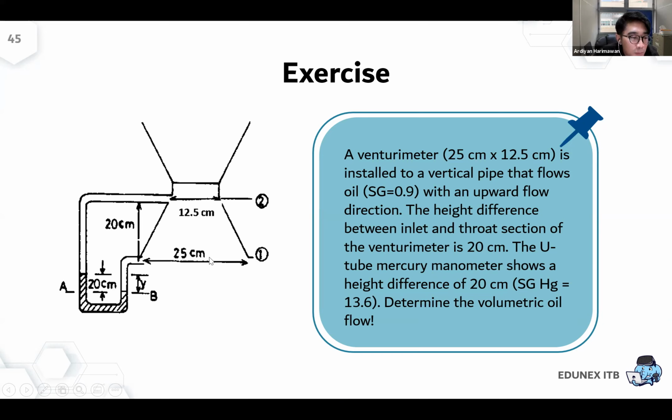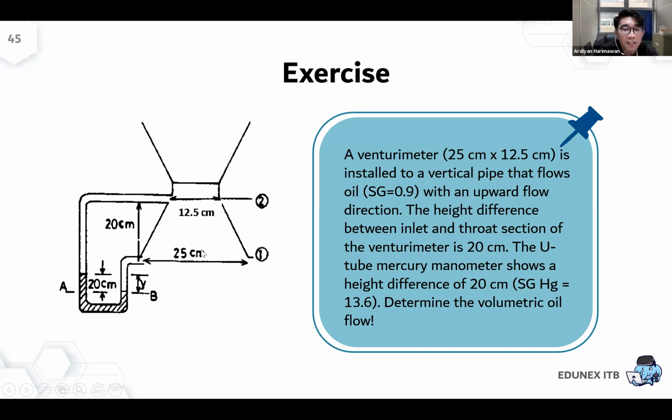Because the pressure at point 1 is higher than the pressure at point 2, the left leg of the manometer is higher, since this part is pressurized and it goes up like this. The manometer uses mercury with a specific gravity of 13.6, and the height difference is 20 centimeters. The height difference between point 1 and point 2 is also 20 centimeters.